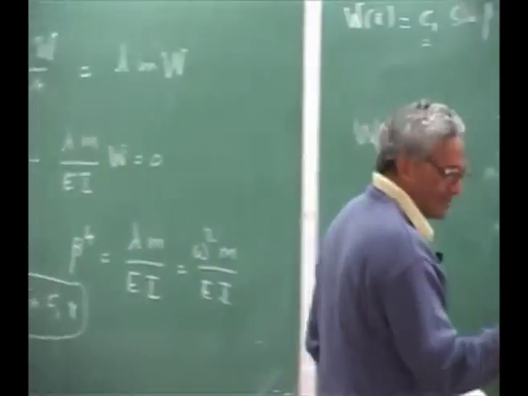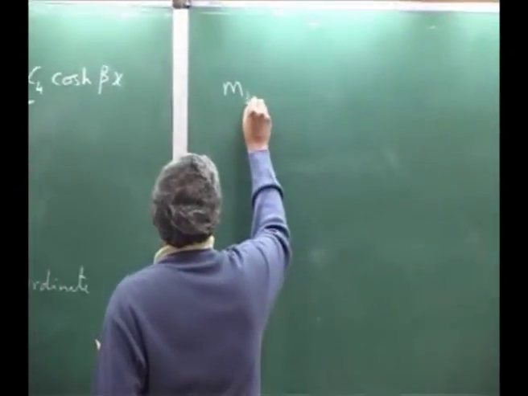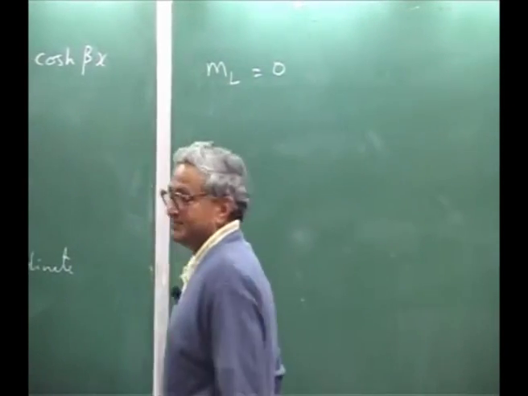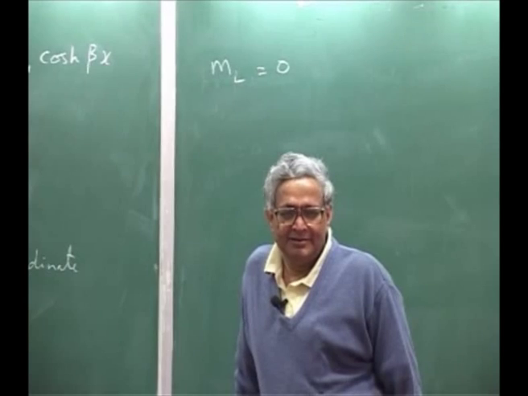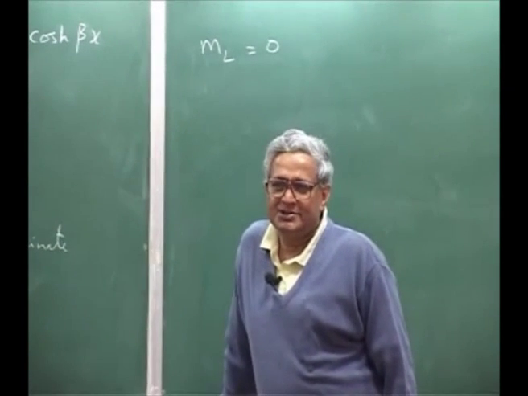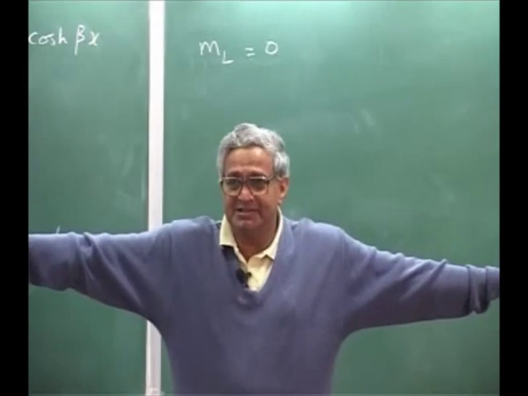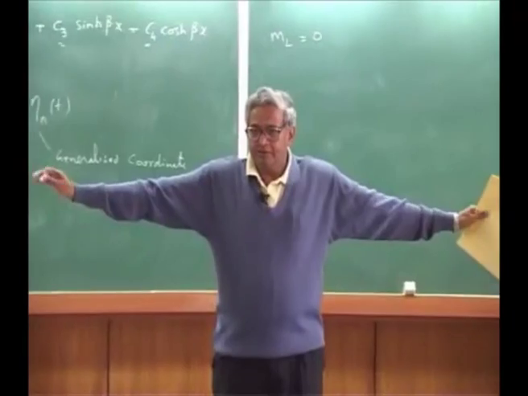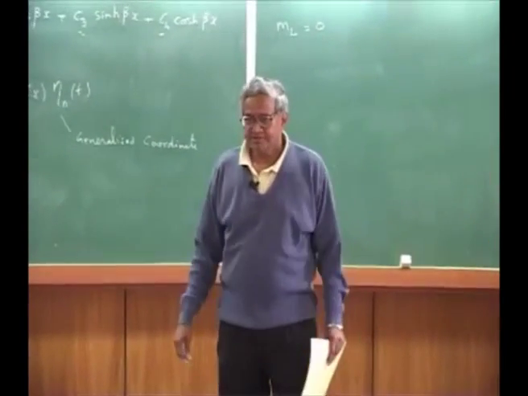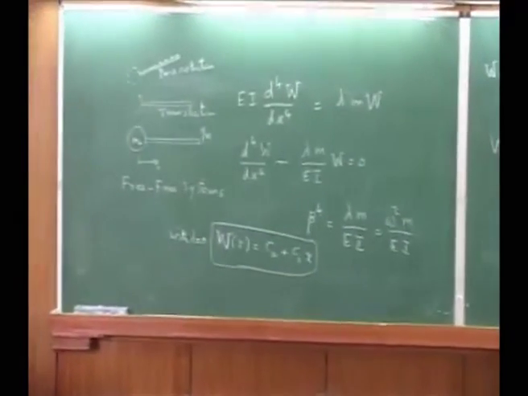Now let us take this very simple case, ML is 0. This is like a highly idealized situation of a flying wing. The entire wing is represented as a beam. Okay. Now what are its mode shapes and frequencies? Anyway, the rigid body mode will stay.